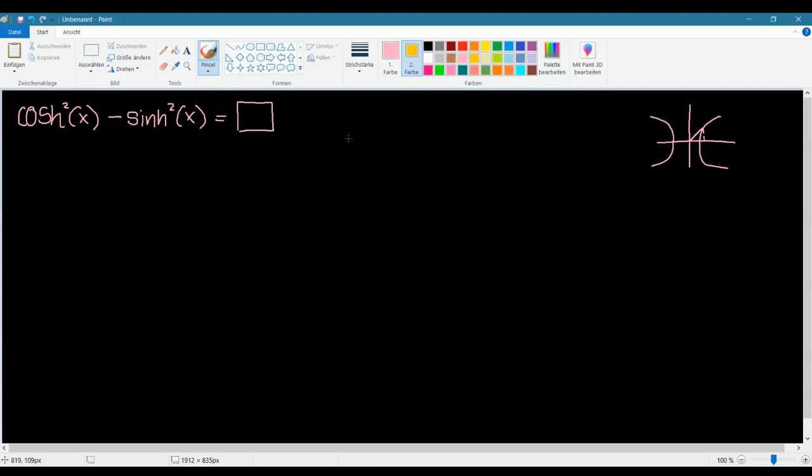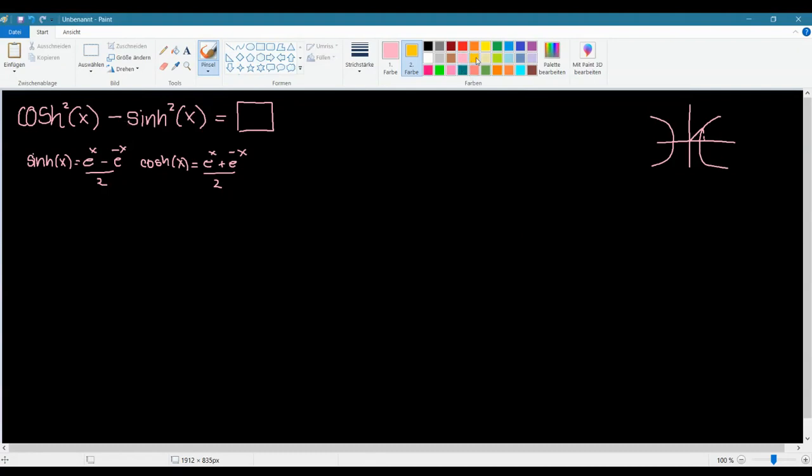So what are we going to do? You can just roll it out because we know that hyperbolic sine is e to the x minus e to the negative x over 2, and hyperbolic cosine is e to the x plus e to the negative x over 2. You could just plug it in. It's a really boring exercise.